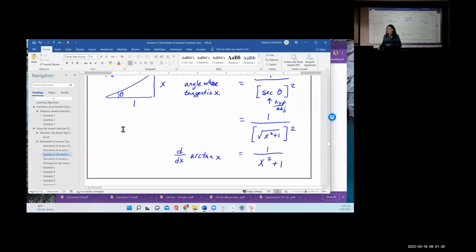Right? This is actually a rational function. It does not have a radical, so it is a rational function. It's the ratio of two polynomials, the constant function 1 and the polynomial x squared plus 1. So it is a rational function.